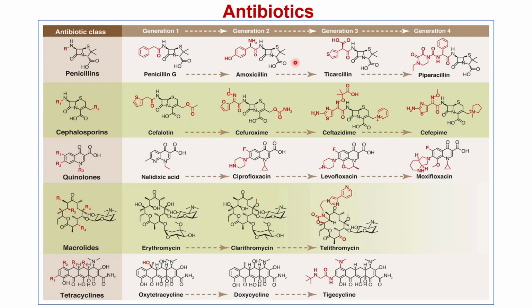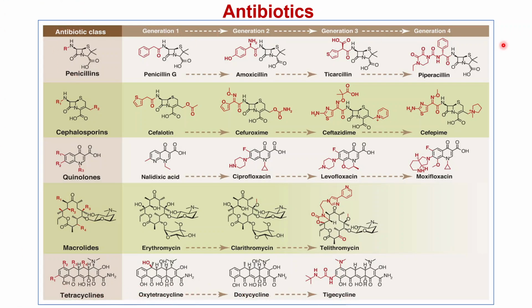Then we have the cephalosporins like cephalothin in the first generation, cefuroxime in the second generation, ceftazidime in the third generation, and cefepime in the fourth generation. We have quinolones, like nalidixic acid, the first and initial generation, then ciprofloxacin, levofloxacin, moxifloxacin as the second, third and fourth generations respectively. We have macrolides, the first generation being erythromycin, followed by clarithromycin and telithromycin. Then the tetracyclines like oxytetracycline, doxycycline, tigecycline.